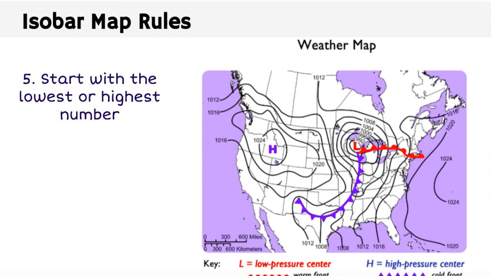And last, when you're starting one of these maps, pick either the highest number or the lowest number to start with, because you can see here that we have two different pressure systems. So we've got a high pressure system, so I could start with my 1024 over here if I wanted to, and then move on to finding my 1020, 1016, and 1012. Or I could start over here with a low pressure system where it's 992 and then work outwards from there. But you're starting with the highest, which is your high pressure system, or the lowest, which is your low pressure system.